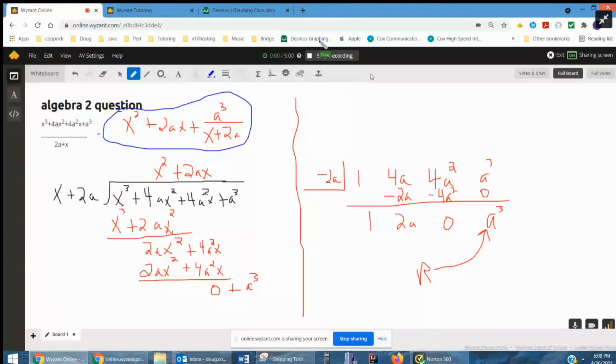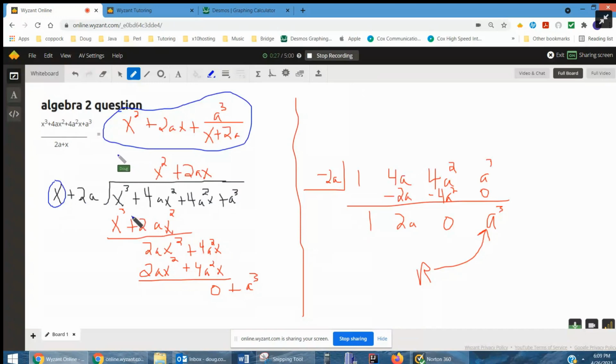Okay, there's two basic ways to find this quotient. One is to use long polynomial division. I rewrote this denominator as x plus 2a. And then we're going to check to see how many times x divides into the first term, x cubed, and that's x squared. We multiply x cubed plus 2ax squared.